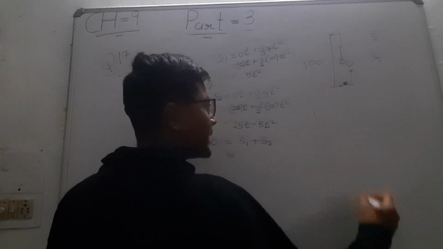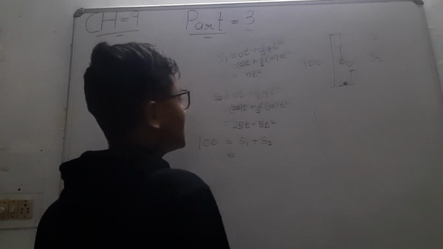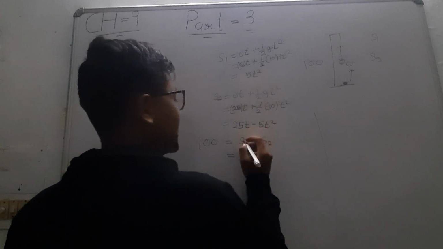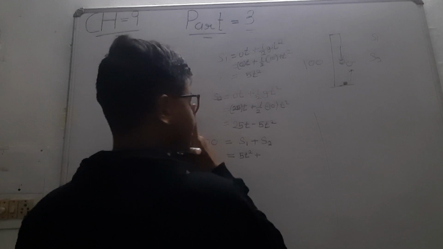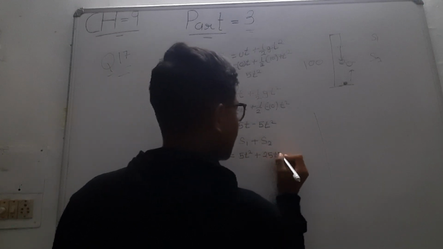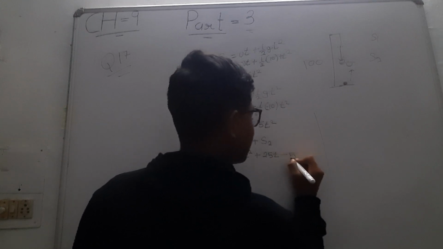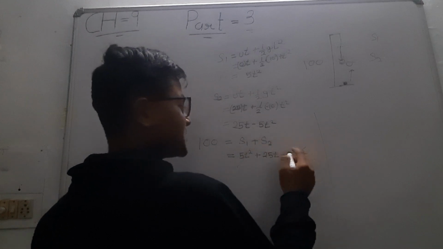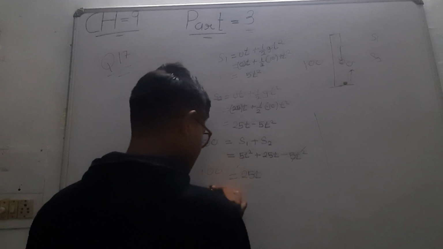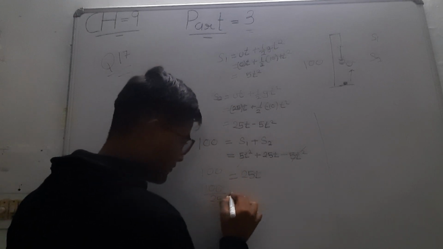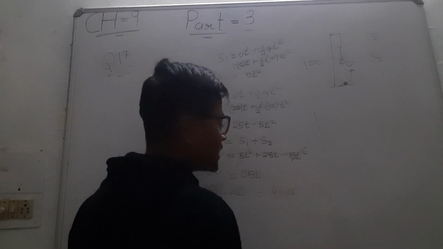Let's take out S1. First of all, let's put the value. What is S1? 5t square plus 25t minus 5t square. Okay, this plus t square and minus t square both are cancelled. 25t is left. 100 divided by 25 is equal to t. So you will find that 4 seconds is equal to t.